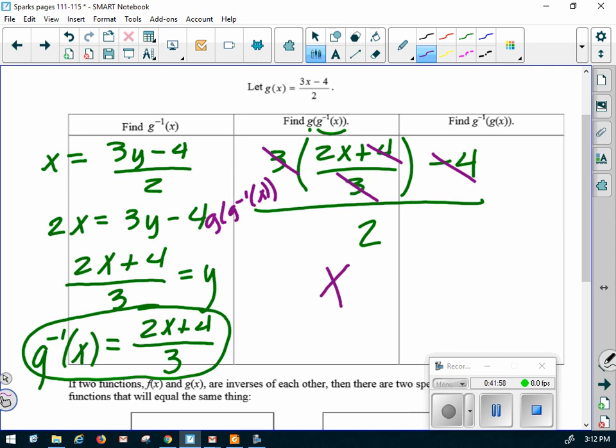When you do a composition of a function and its inverse, if a function and its inverse undo each other, you ought to be left with x. So this one better be what? Better be x.